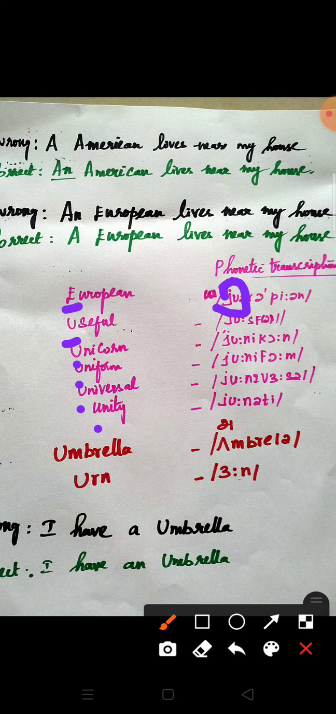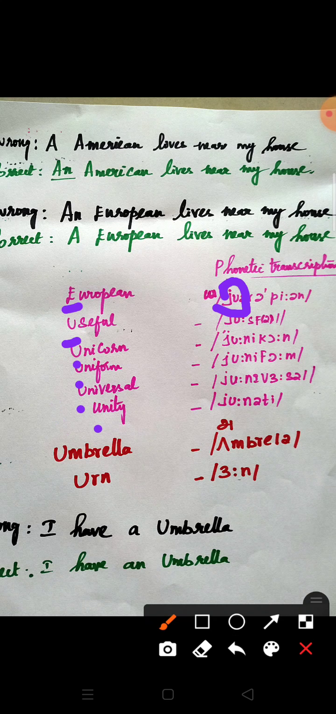Even though the first letter is a vowel letter, this should be pronounced as ya. The first sound is ya, a consonant sound, so we should say a European, a useful, a unicorn, a uniform, a universal, and a unity.